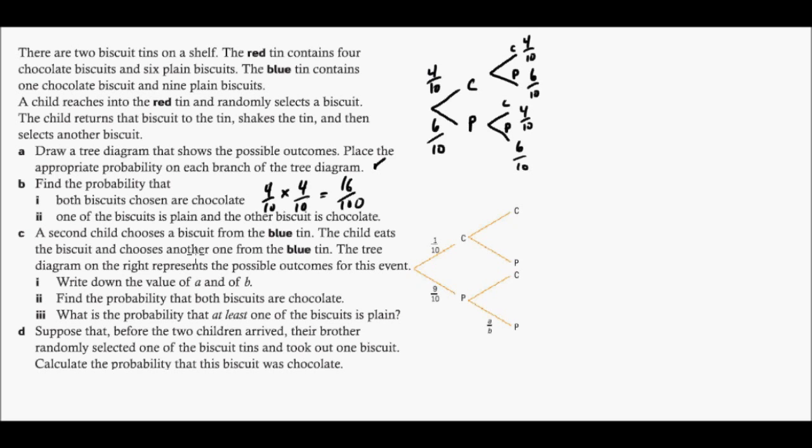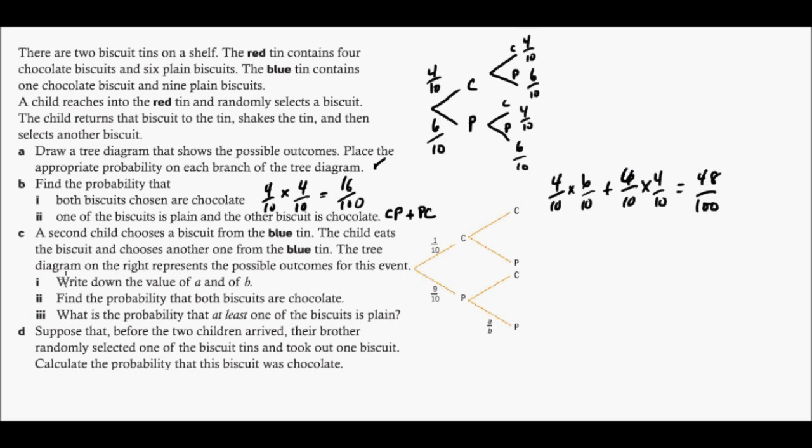And then part 2, one of the biscuits is plain and the other biscuit is chocolate. Okay, this is where they try and confuse you a little bit. So one biscuit is plain and the other is chocolate. Well, we're going to have to add 2 probabilities here. We can have chocolate plain plus plain chocolate. So 4 over 10 times 6 over 10 plus 6 over 10 times 4 over 10. And that's just going to be 24 over 100 plus 24 over 100, which would just be 48 over 100. So that's where you're adding 2 probabilities together.